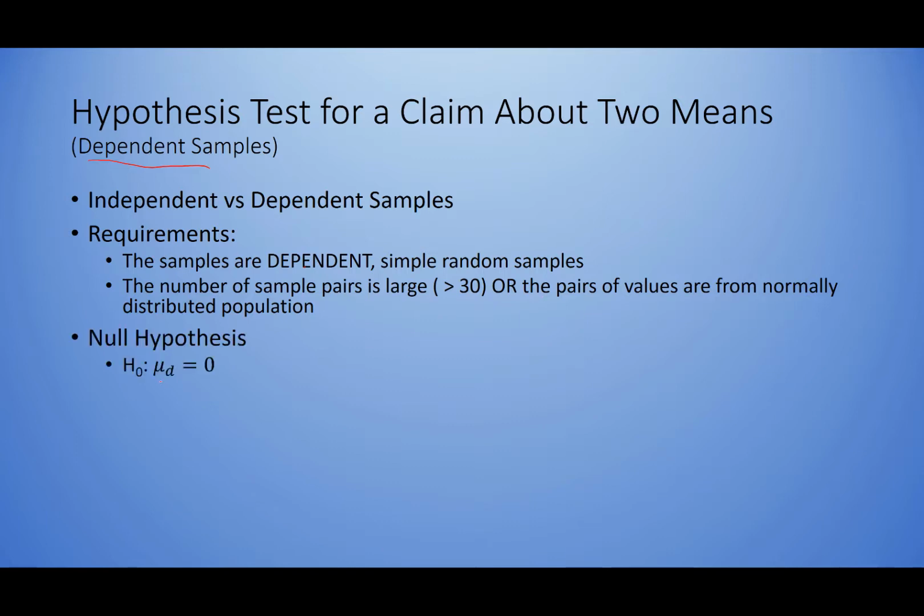Now notice our notation here. It says mu sub d. That stands for the population mean of the differences. That's what the d stands for there.